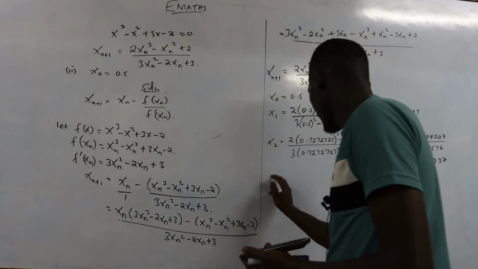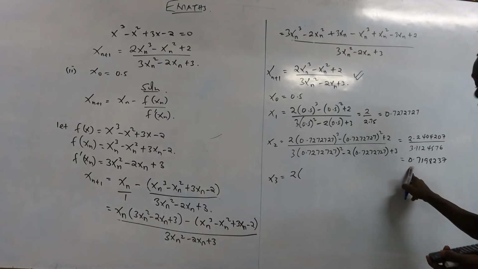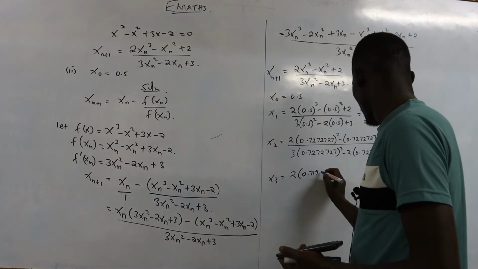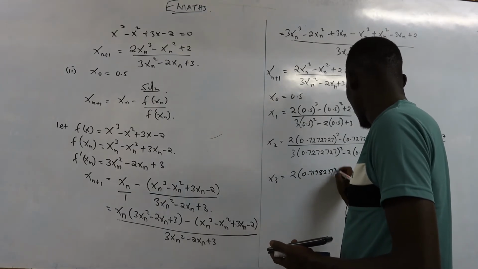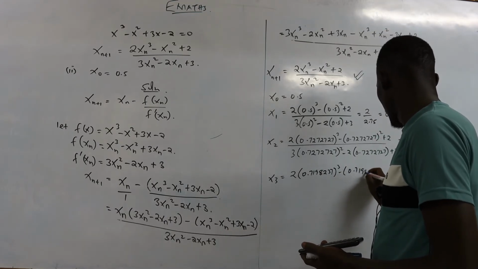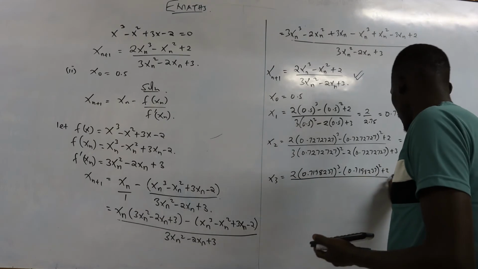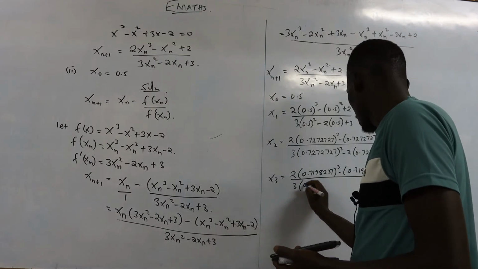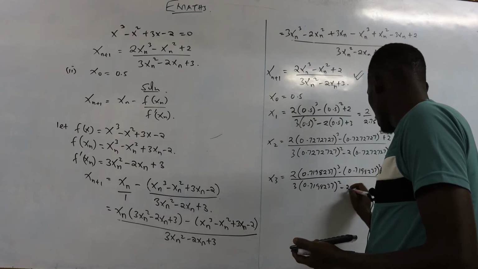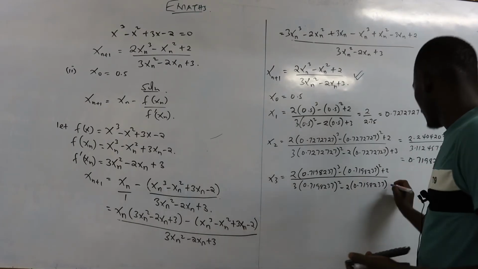Now let's go to x3. So we have again 2. Now we'll use this number in the next approximation. So 0.7198237. Then you cube it minus 0.7198237, you square it plus 2, all over 3 into bracket 0.7198237 squared minus 2 times 0.7198237, then plus 3.